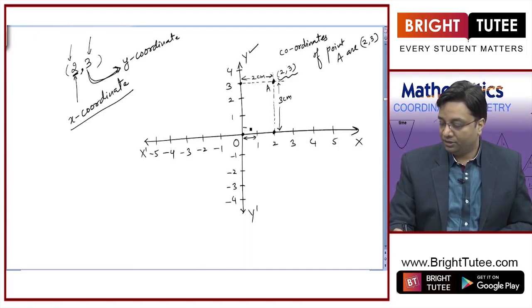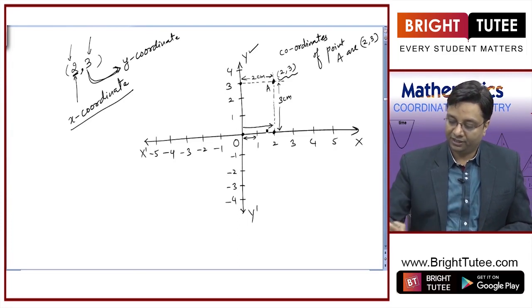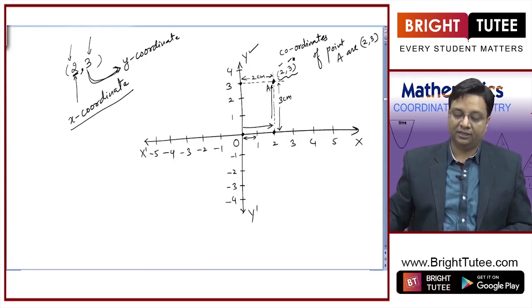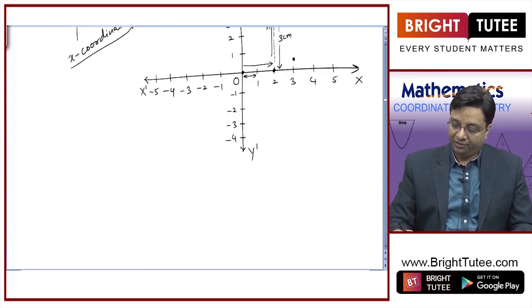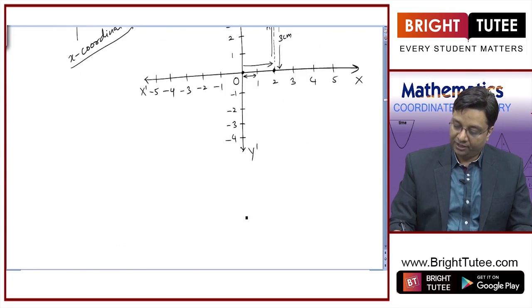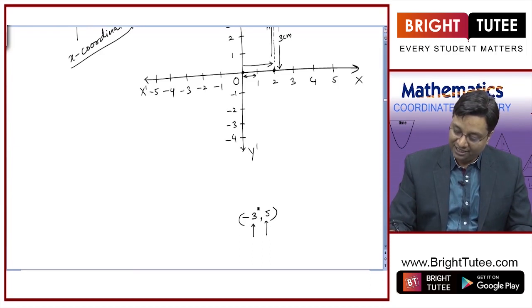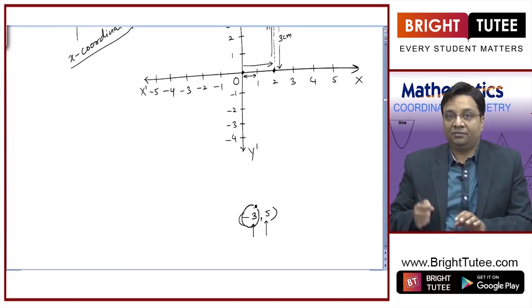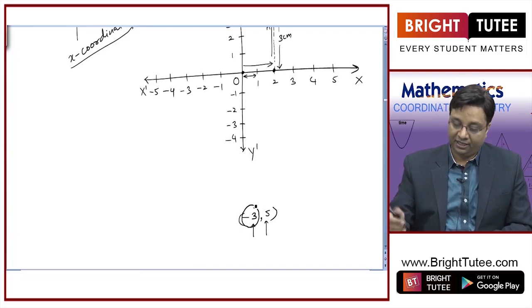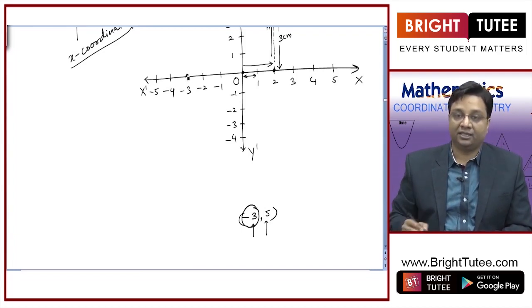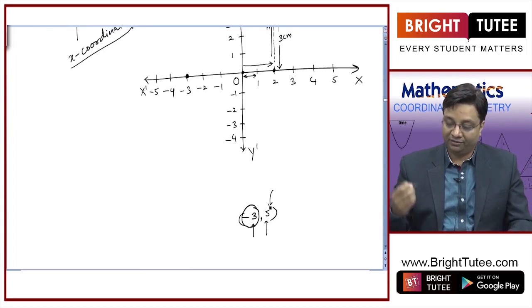So we went in the positive direction of the x-axis, then in the positive direction of the y-axis, and reached this point (2, 3). Similarly, if I am given another point, let us say (-3, 5), this is my x coordinate and this is my y coordinate. It suggests I need to go 3 units in the negative x direction, and 5 units in the positive y direction.